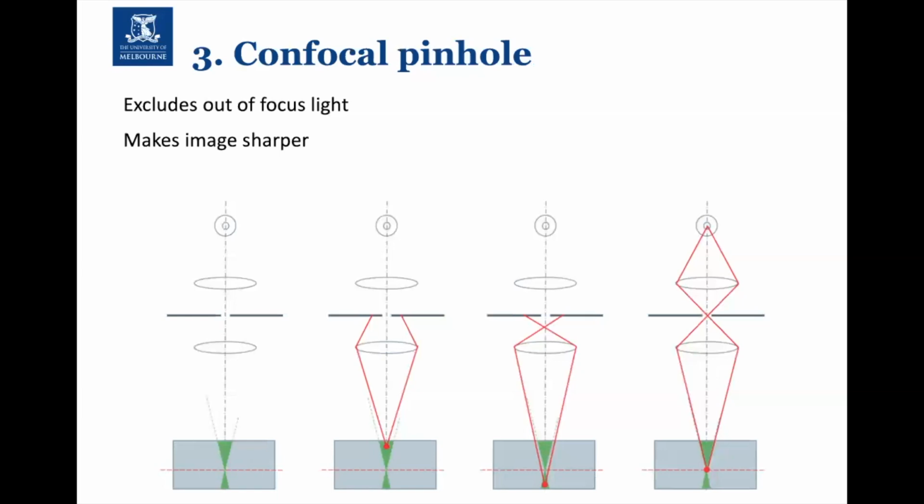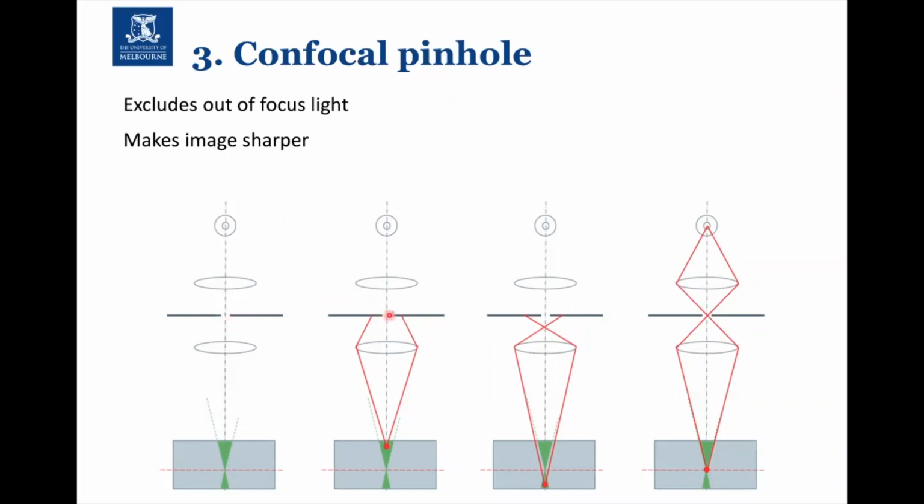The detector, as I said, for confocal isn't camera-based, so it's what we call a point detector. What we're doing is using a pinhole which sits in front of the detector. So this little thing here is our pinhole.